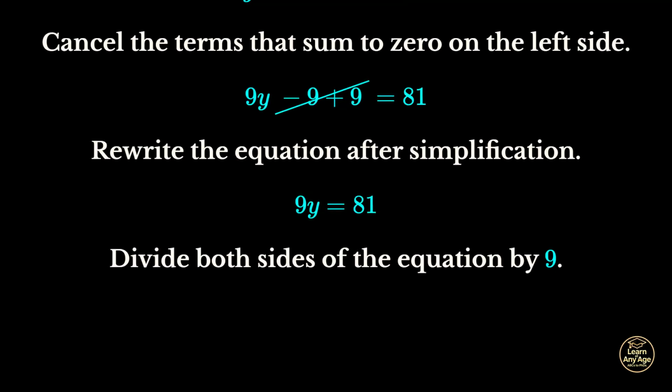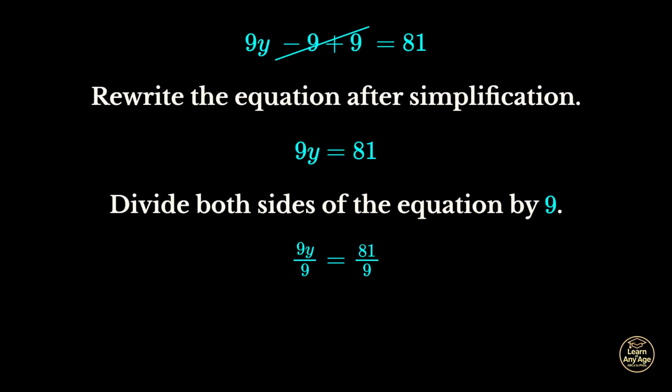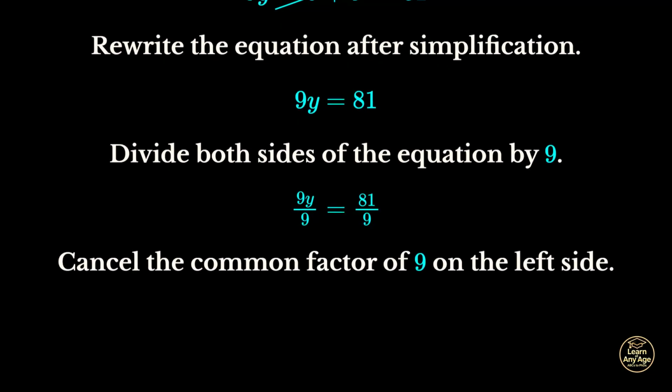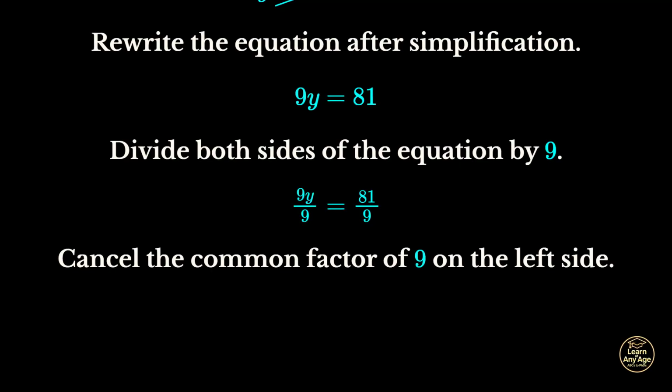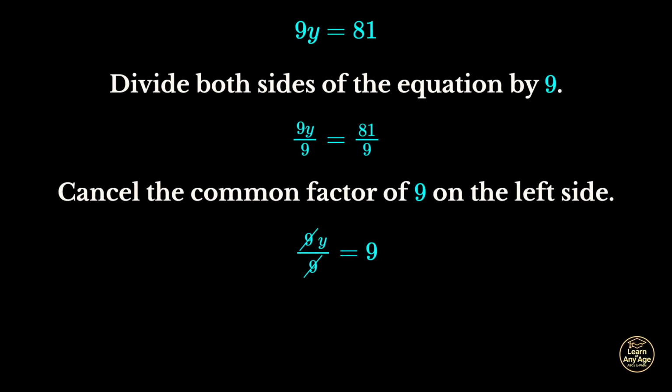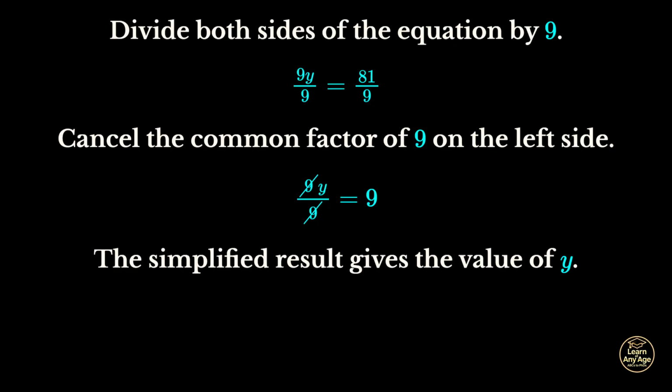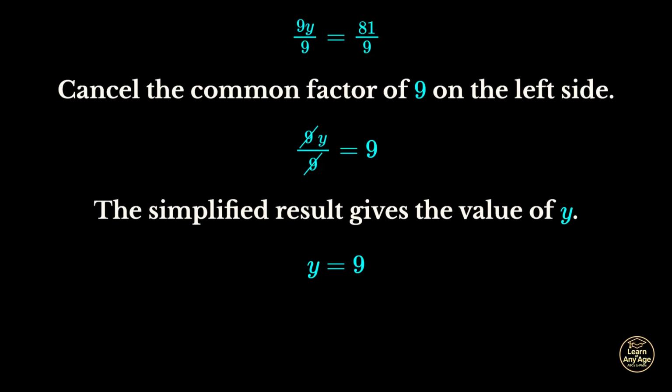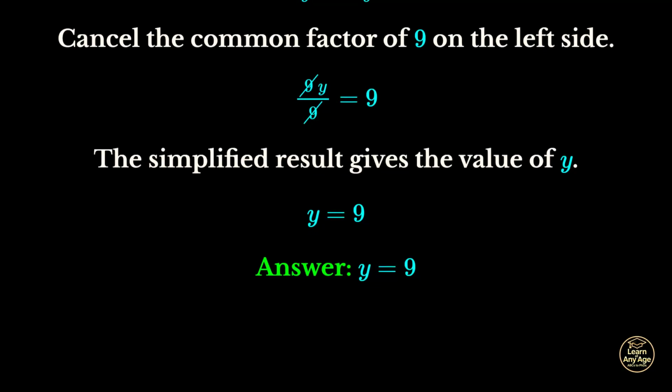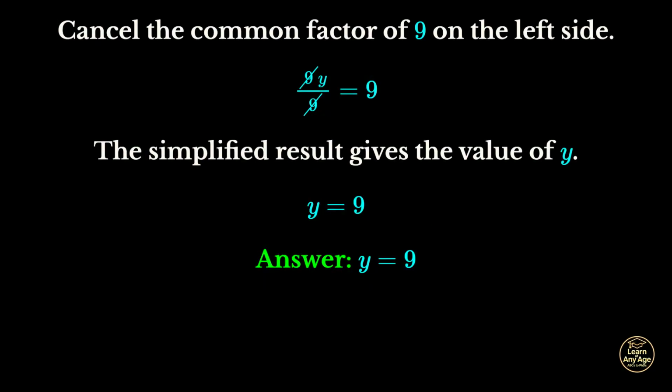9y equals 81. Divide both sides of the equation by 9. 9y over 9 equals 81 over 9. Cancel the common factor of 9 on the left side. 9 cancelled out, y over 9 cancelled out equals 9. The simplified result gives the value of y. y equals 9. Answer, y equals 9.